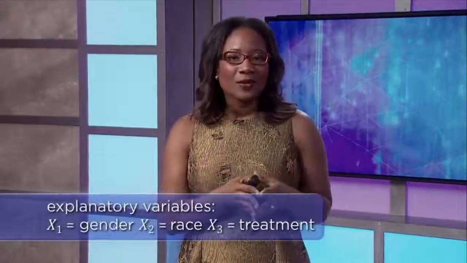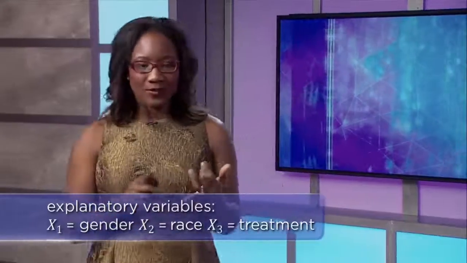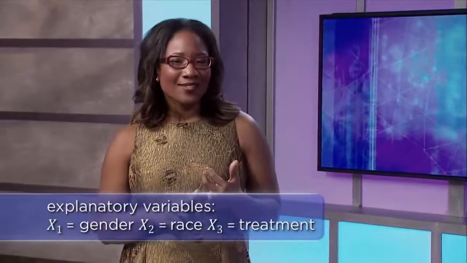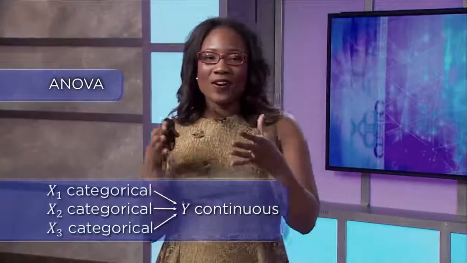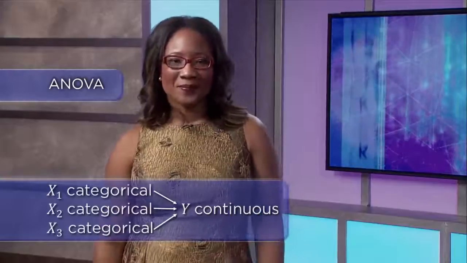Here's another example. Let's say we've collected data from a medical experiment where now the response Y is recovery time in weeks, and our explanatory variables are X1 equals gender, X2 equals race, and X3 equals treatment. What would you use in that case? ANOVA, ANCOVA, or MANOVA? Did you say ANOVA? You'd be right again, because now we've got one continuous Y variable, and each of our X's are all categorical.